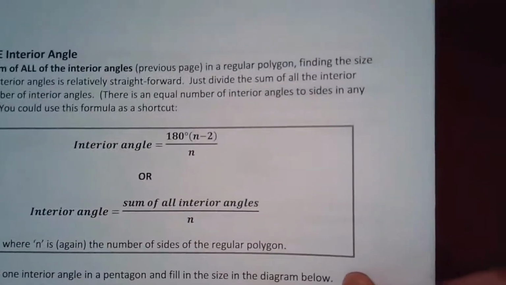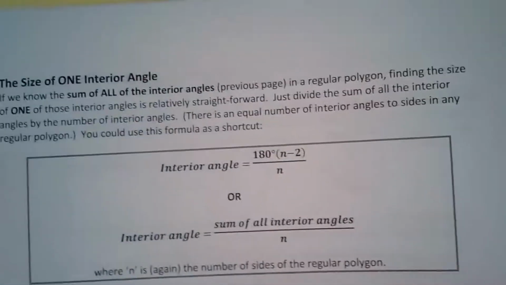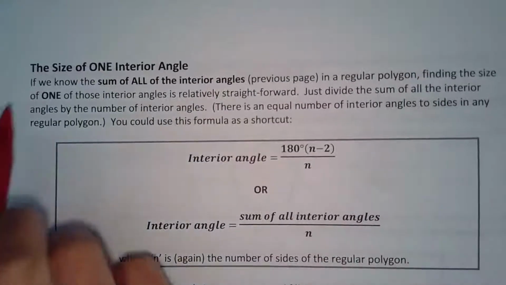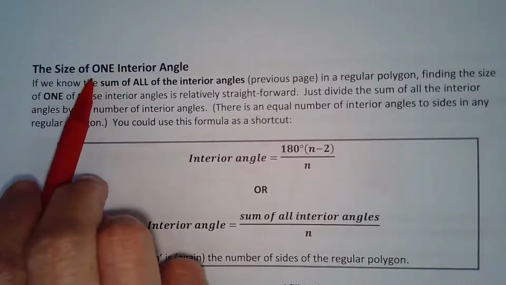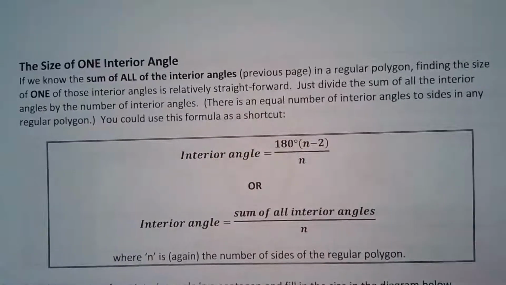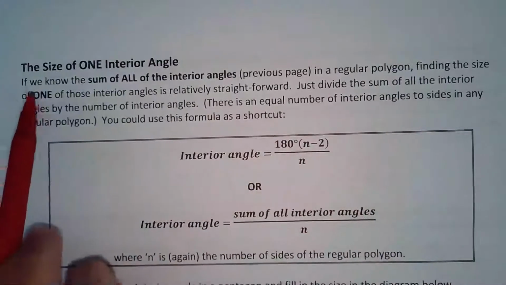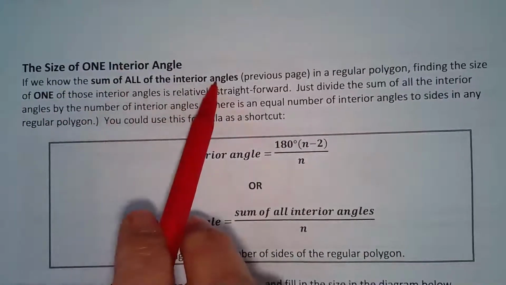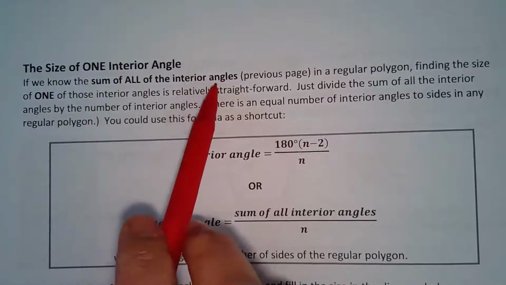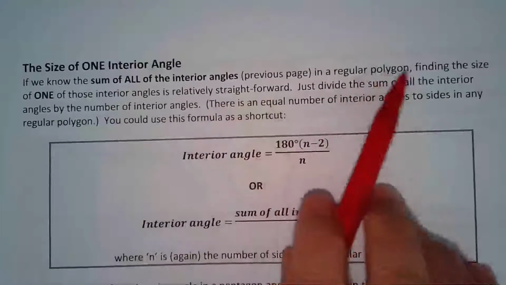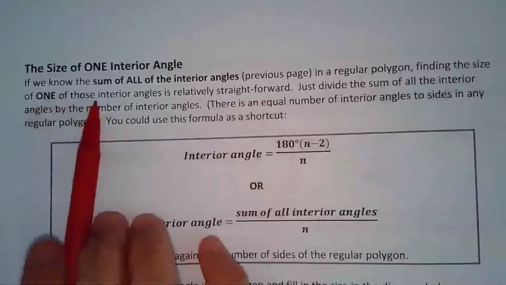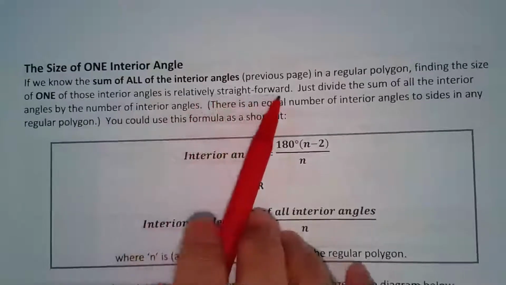So this one is slightly different. It says here, now, the one previous is called the sum of all interior angles. Well, how big is just one interior angle? So if we know the sum of all interior angles, which we calculated using a formula, in a regular polygon, finding the size of one of the interior angles is relatively straightforward.